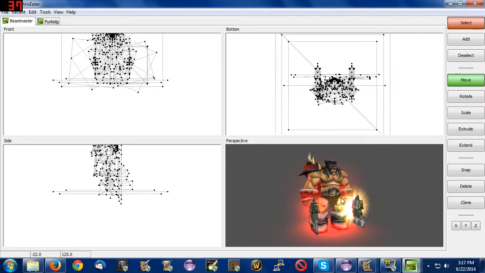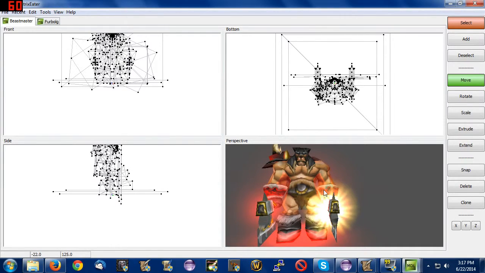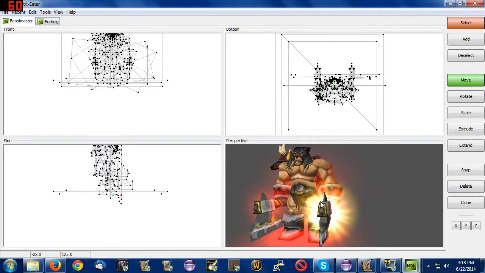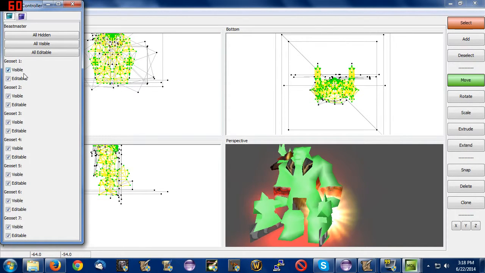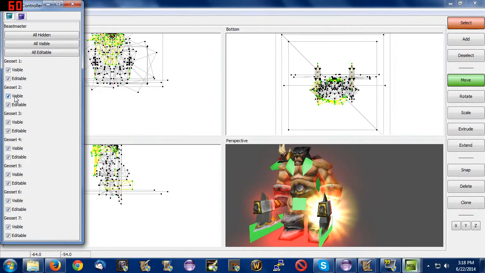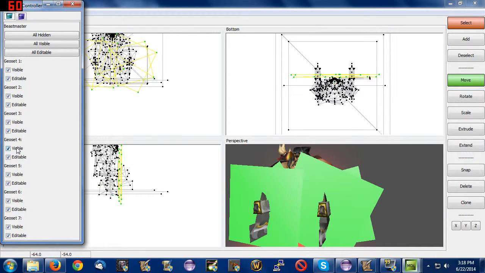If you recall, when we saw the Beastmaster, he's got this glowing yellow stuff on his axe from one of his spell animations. We don't want that to show up in any of the furball animations, and we need to tell the program that. So if you mouse over the different geosets here, you can see they light up in green, which is which. Number 1 is the Beastmaster's body. Number 2 is a different part of the Beastmaster's body. 3 is also Beast. So all of those, we want to see all of those in the furball animations. They should just stay visible.